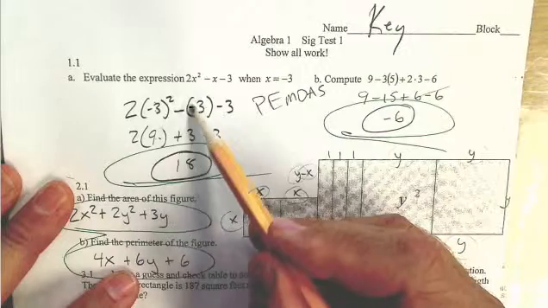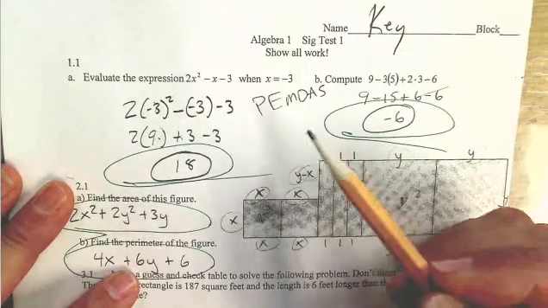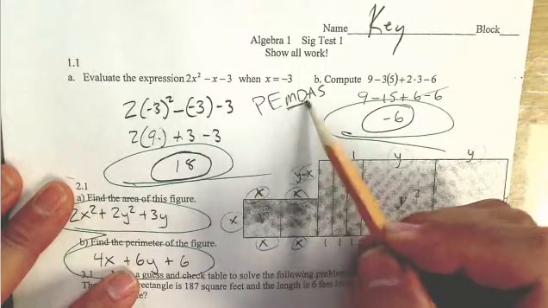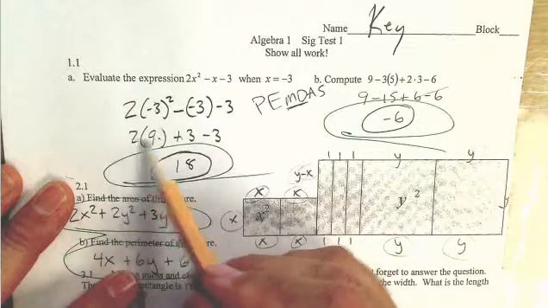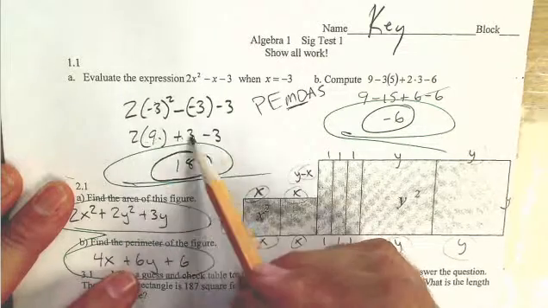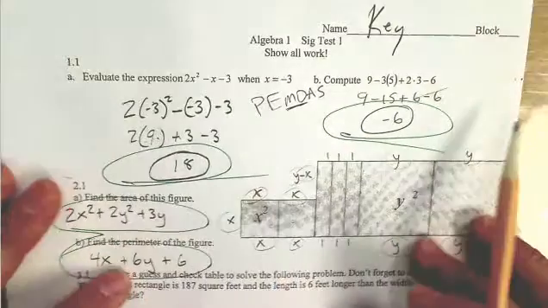And I also looked at this, negative times a negative makes that a positive. Then I have to go to multiplication and division. So I have to multiply these. That's 18. Plus 3 minus 3 is just plain old 18.